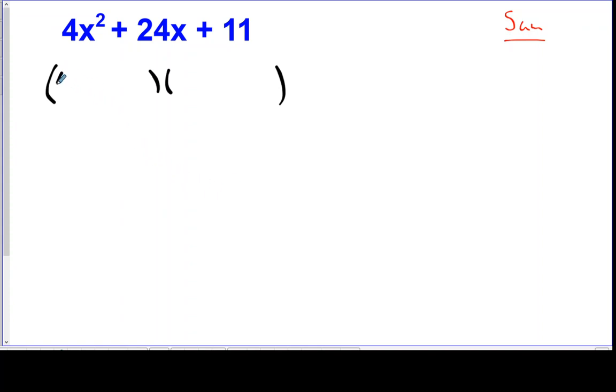Well, let's just start. It doesn't matter what you start with. Let's just start with 4x and x. That gives you 4x squared. Look at the signs. Plus 11, plus 24.